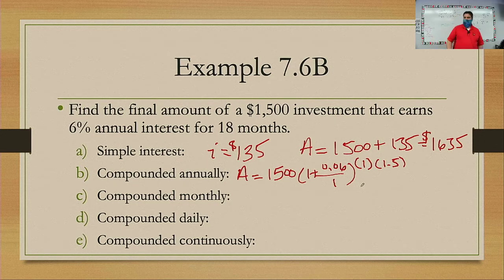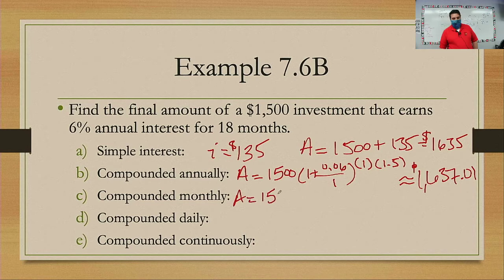Okay? All right, so when we do this, we get that it's about $1,637.01. To find the interest, we just subtract 1,500. So it's 137.01. All right, couple bucks extra, not a whole lot. Okay. Compounded monthly, on the other hand, this starts to get interesting. I did not leave myself enough room on the slide. Wow, SMH. I kind of had a feeling this would be a problem.